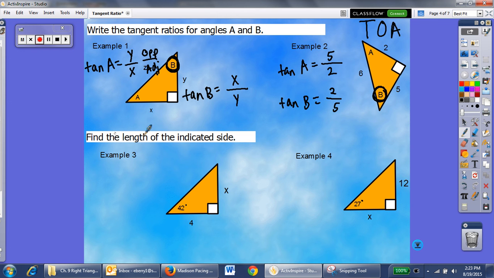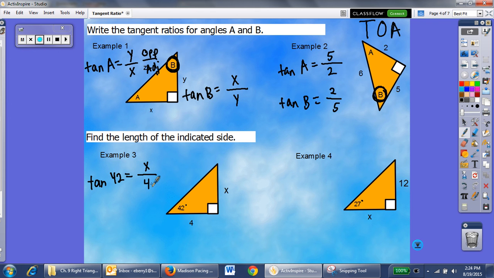Now let's go ahead and find the length of the indicated side. In this case, we're given 42 degrees, and we're also given that it's a right triangle. We need to solve for x. So we're going to write this down as tangent of 42 degrees. We always write the angle measurement right here, equals opposite over adjacent. Looking at the 42, opposite is x, so I put that on top, adjacent is 4. So it's written like this.